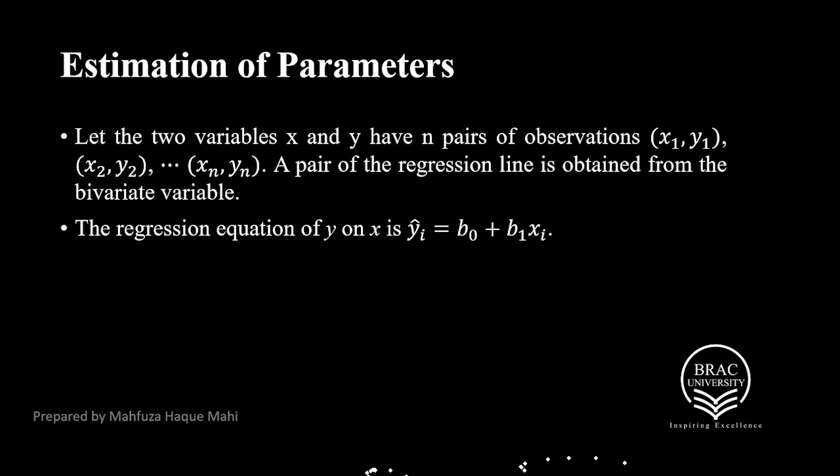Let the two variables x and y have n pairs of observations: (x1, y1), (x2, y2), up to (xn, yn). A regression line is obtained from the bivariate data. The regression equation of y on x is yi hat equal to b0 plus b1 xi. Here b0 and b1 are the sample statistics which we are going to estimate.